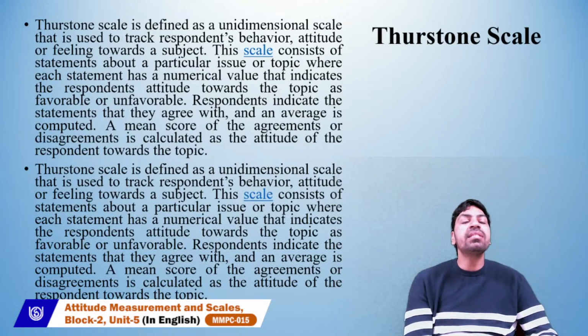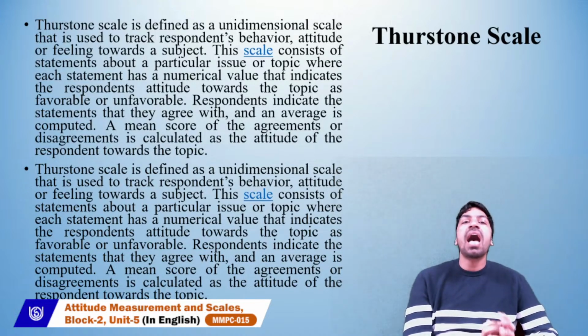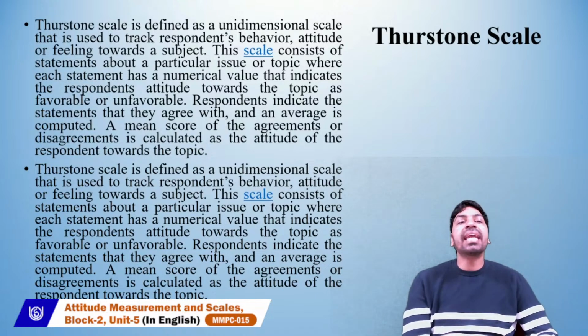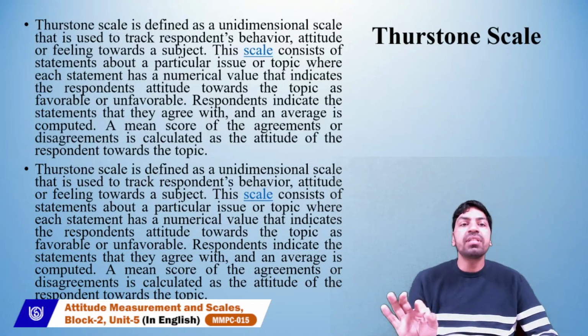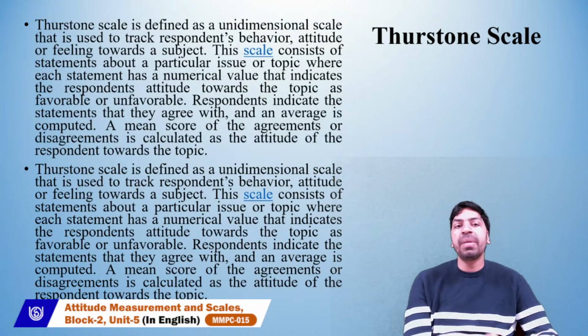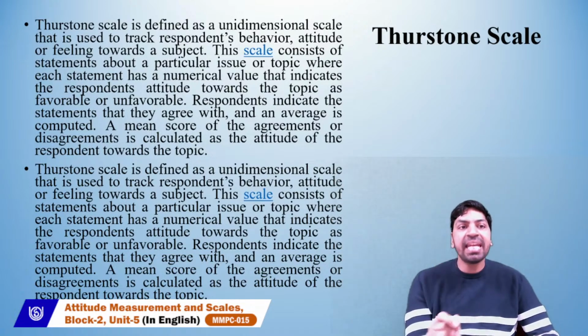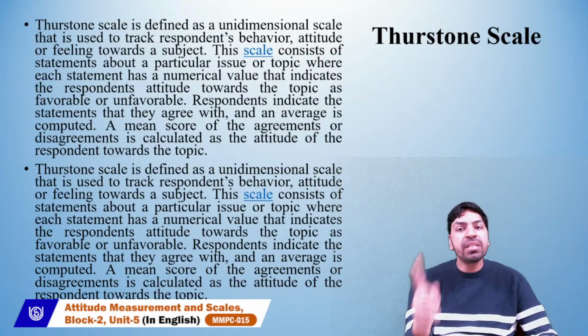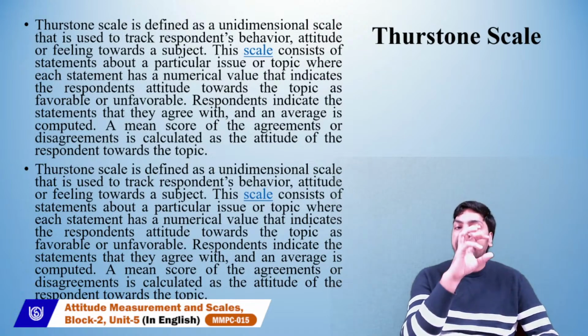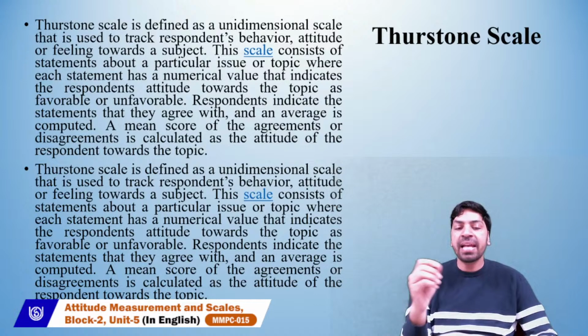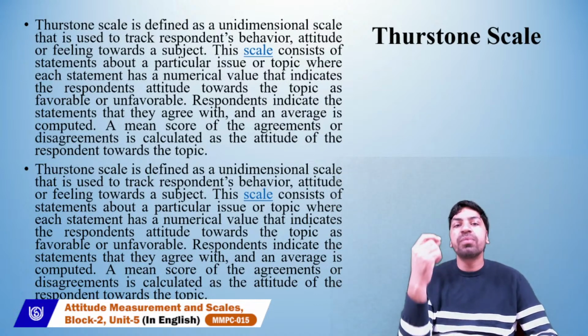Thurstone scale is defined as a unidimensional scale which is always used to track the respondent's behavior, feelings, and attitudes towards a particular subject, idea, or object. This scale consists of statements about a particular issue or topic, where each statement has a numerical value which indicates the respondent's attitude towards that topic, whether favorable or unfavorable, whether the respondent agrees or not. That becomes a Thurstone scale.